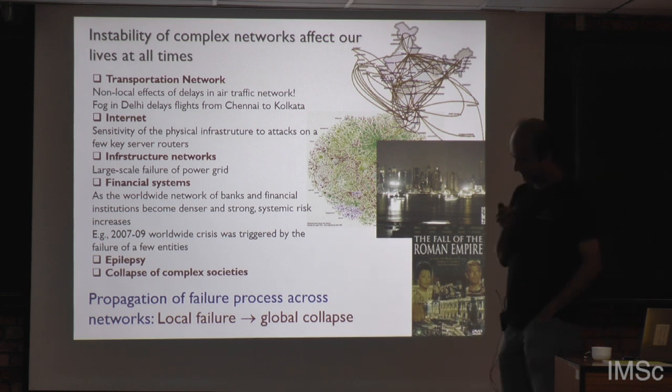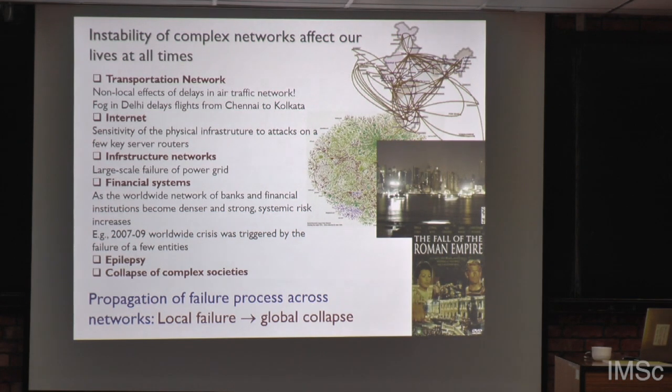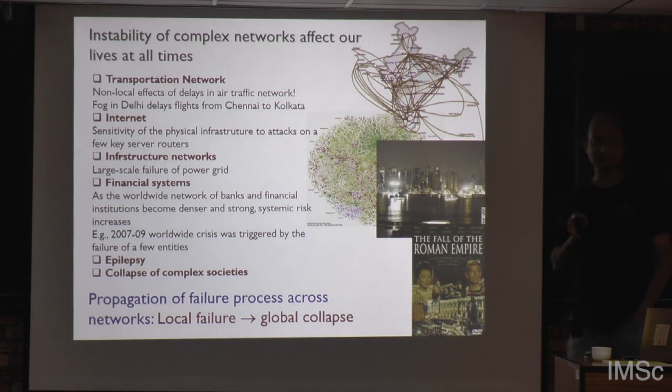Now, instabilities which are brought about by the existence of a network, one very common example of this is if you are traveling around India during winter. For example, let's say you are traveling from Chennai to maybe Kochi.